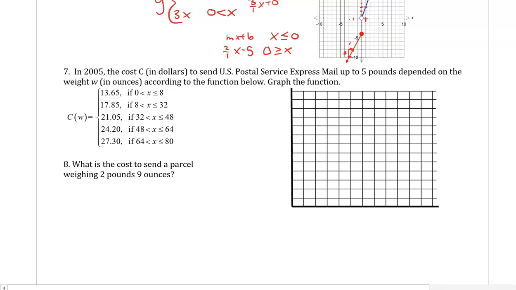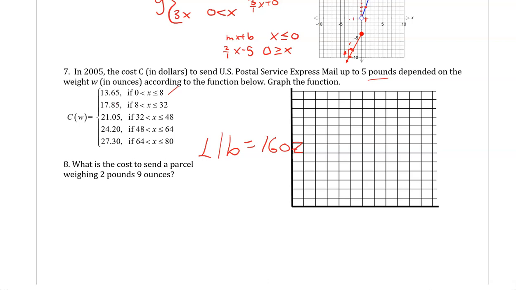Last couple of questions. Postal service. Here we can only have packages greater than size 0. Nobody has negative weight. Nobody attaches helium balloons to their package and tries to put it on the scale. We'll note that the cost is up to 5 pounds depending on the weight in ounces. As a reminder, 1 pound equals 16 ounces. So for less than 8 ounces but greater than 0, $13.65, etc. So we're going to go ahead and graph this.